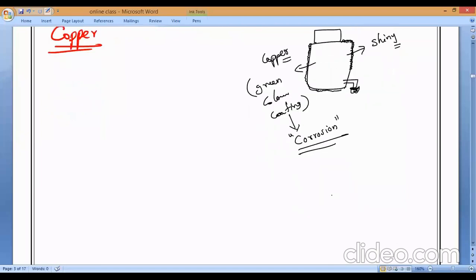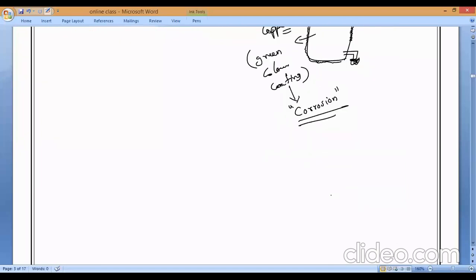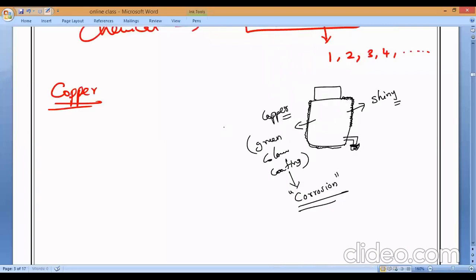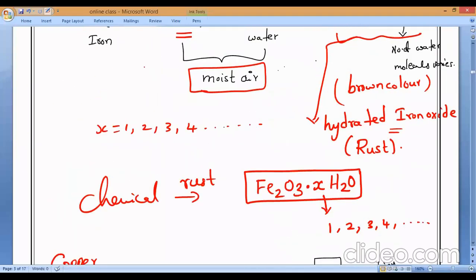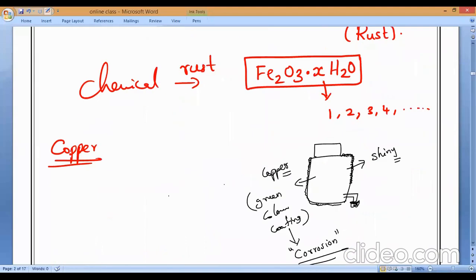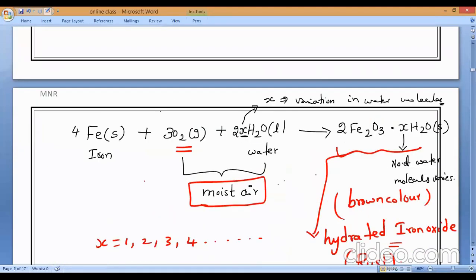Now, sir, how does it take place? Compared to iron, this corrosion process is very tough, in the sense that it takes a very long time. Before studying this copper corrosion reaction, first you tell me, what are the required conditions for corrosion of iron? Let me see who will say. Oxygen, water vapor. Yes, water vapor, oxygen, and as well as what?